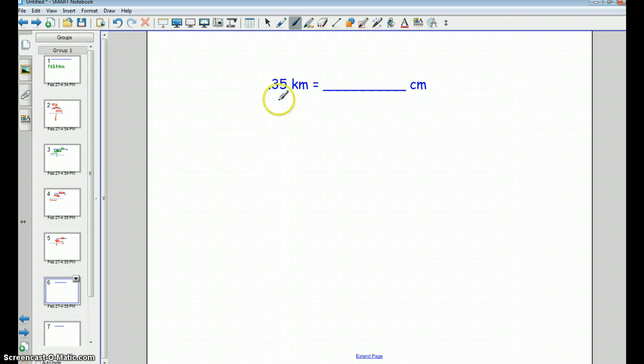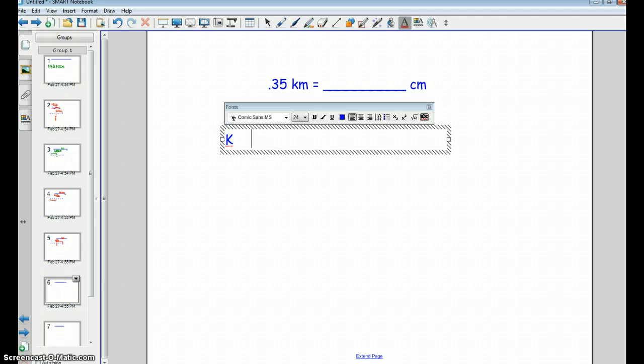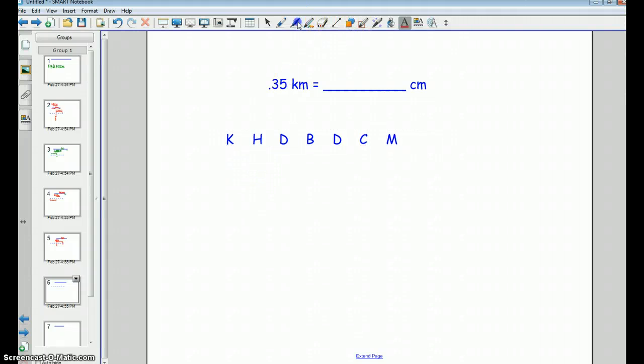Okay, 35 hundredths of a kilometer is equal to how many centimeters? What do you think I'm going to do first? King Henry died by drinking chocolate milk. You should be writing this sequence out every single time, just kind of as a little cheat sheet to you. And as you go on, maybe you won't need to write it out and you can do it in your head. So I'm at kilometers, and now I'm going to centimeters.